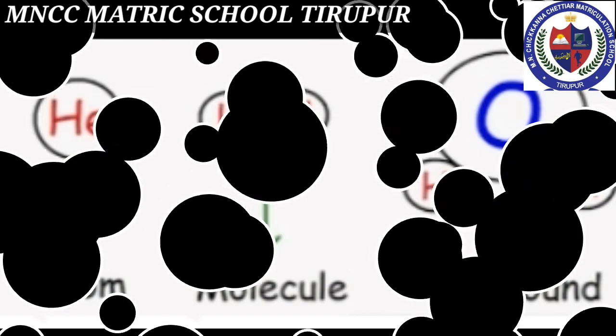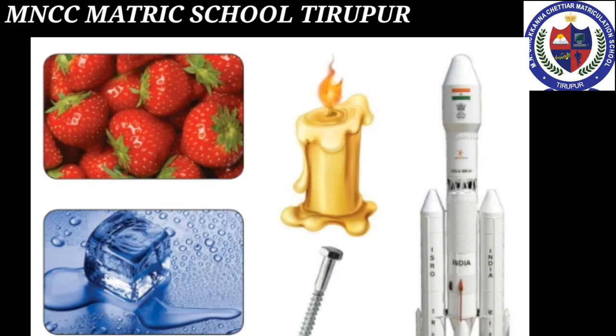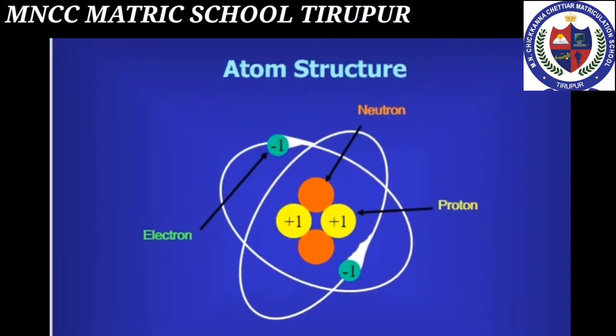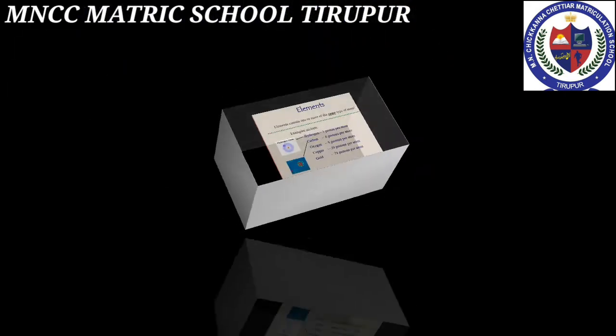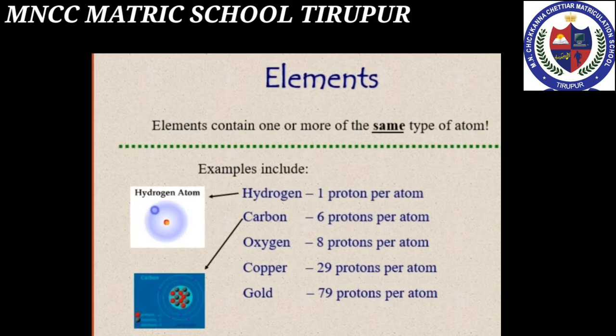First, we'll see about atoms. Every object is made up of atoms. Look at the picture. It shows the structure of an atom. It contains protons, neutrons and electrons. Next we'll move on to elements. Elements contain one or more of the same type of atom. Examples: hydrogen, carbon, oxygen, copper and gold.